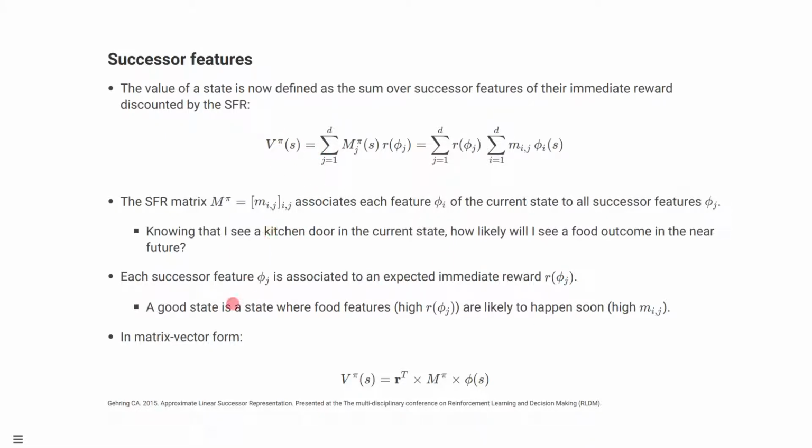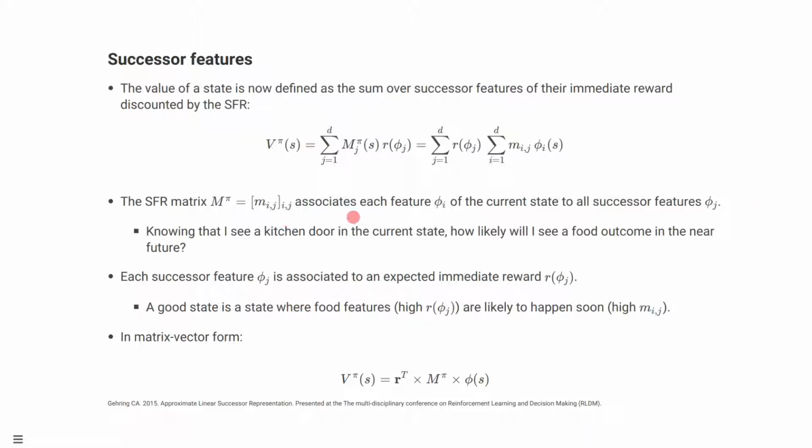That means a good state is a state where I'm likely to see good features in the near future, which are associated with high rewards. If I can predict that I will see some food very soon, then that means I am in a good state.